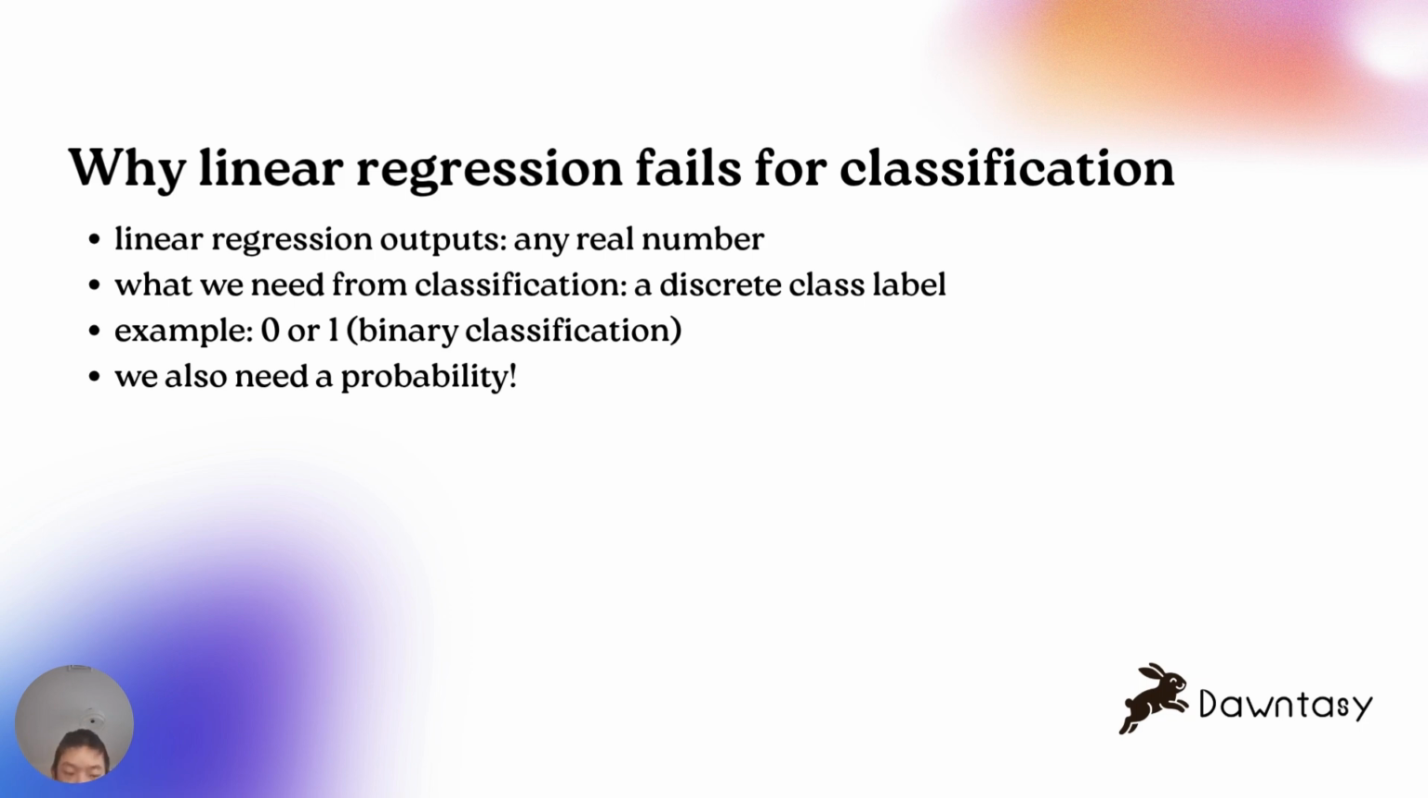Linear regression is supposed to be used for a task called regression. And in regression, we are trying to predict any real number. So it can be negative 165, positive 144, or anything really, any real number, and it's a continuous value in this case. In classification, on the other hand, we are trying to classify certain data points into classes.